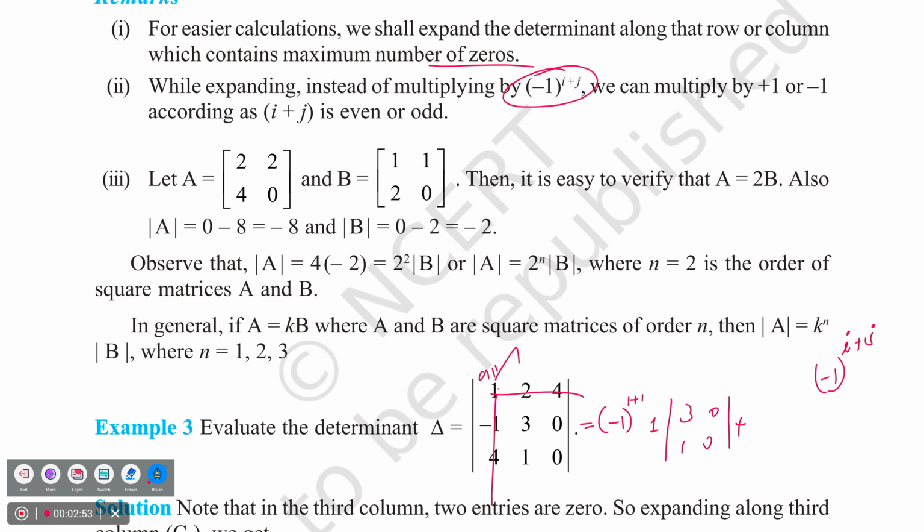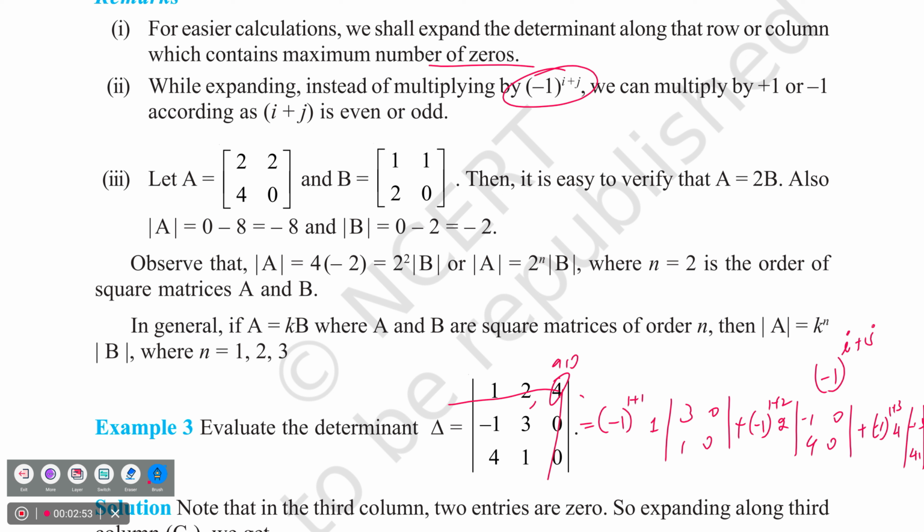When I go to the second number, it is plus minus 1 whole power, second number is a12. So 1 plus 2, second number 2, into that: if we strike out that row and column, minus 1, 0, 4, 0 like that you have to take. And 4, if you go to a13, so minus 1 whole power 1 plus 3, element 4 into the row and column removed: minus 1, 3 and 4, 1. If you simplify this you will get the answer. This is the way to take the determinant.